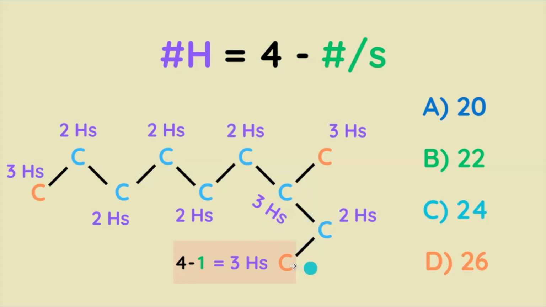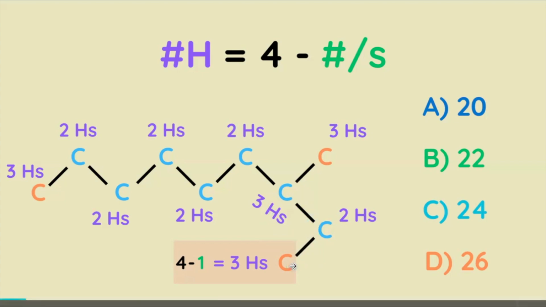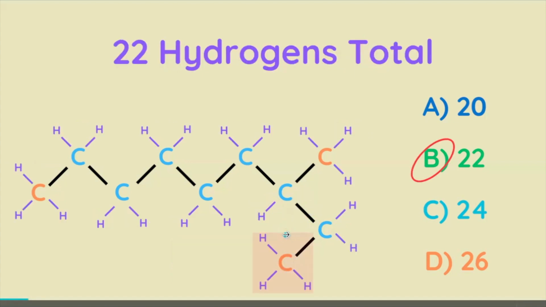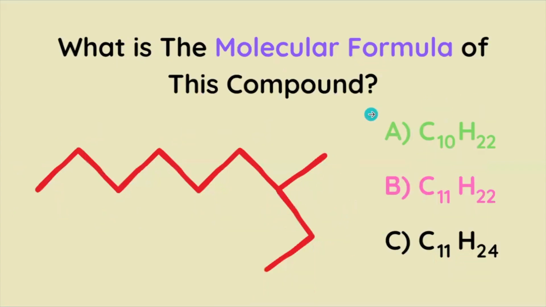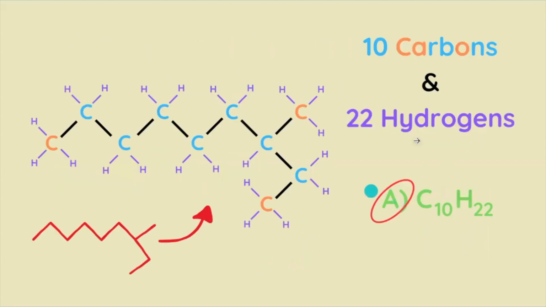For example, this carbon has 4 bonds like all the others, but because we only see 1, it must have 3 hydrogens bonded to it. And when we apply this equation for all of the carbons, we have 22 hydrogens total. With that, what's the molecular formula of this compound? C10H22, C11H22, C11H24? Well, we've already done the work in finding the number of carbons and the number of hydrogens, so we just simply put those things together to get the molecular formula, C10H22.